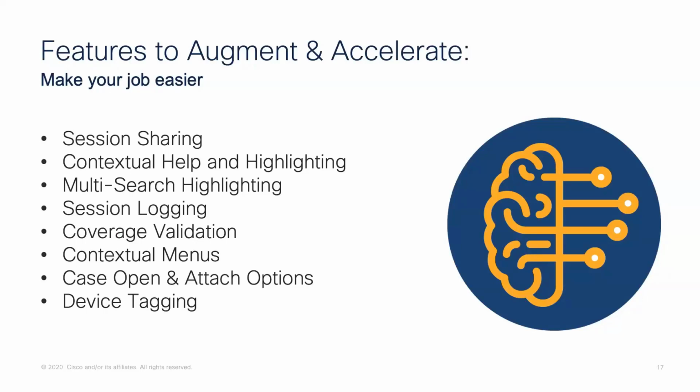Something we refer to as contextual help and highlighting, which I relate to as Tony Stark's Iron Man heads-up display, where you get contextual information about the output being displayed beyond the simple CLI. Then we'll look at multi-search highlighting, session logging, a pretty core common concept, coverage validation, some contextual tooling that's built into the CLI Analyzer to help put some easy-to-use NetAdmin-like tools at your fingertips, some Cisco case open and attachment handling capabilities, and device tagging.